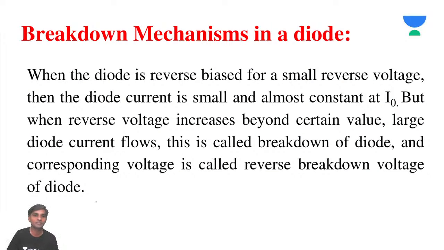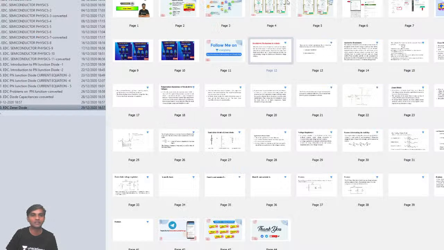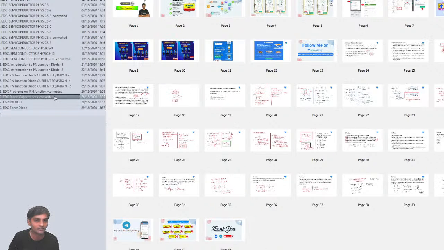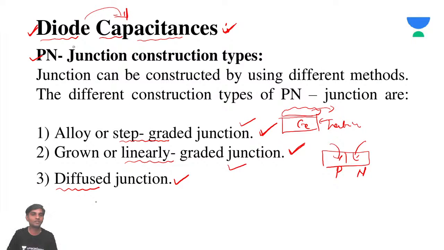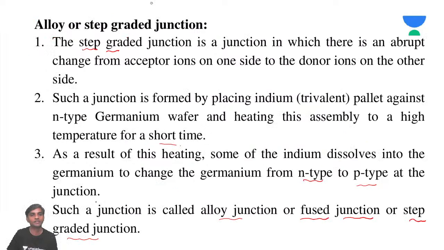So we will discuss Zener diode. Before discussing Zener diode, just recall what we discussed in the previous class. We discussed diode capacitance in the last class. So how many types of PN junctions can be constructed? Three types of junctions can be constructed: alloy junction, grown junction, and diffused junction, right? We have discussed each one of them: alloy, also called step graded junction.